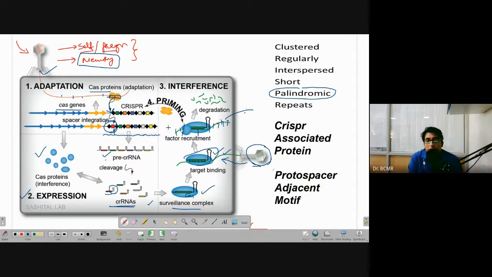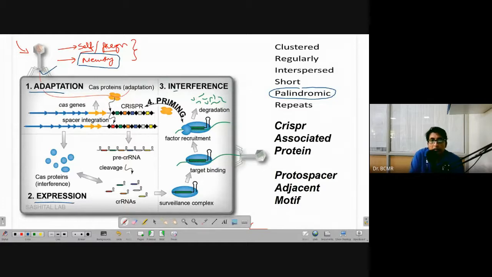And the fragments that have formed may further make more spacers into the CRISPR, right? So that it will act as a memory. And next time if there is any further infection, it will have an effective response against the phage. That's in a way an overview. So the four steps we should say are the adaptation, expression, then we have interference, and then the priming.